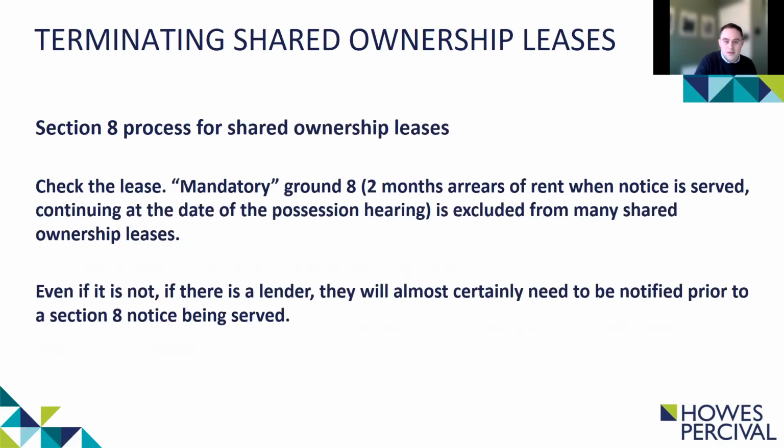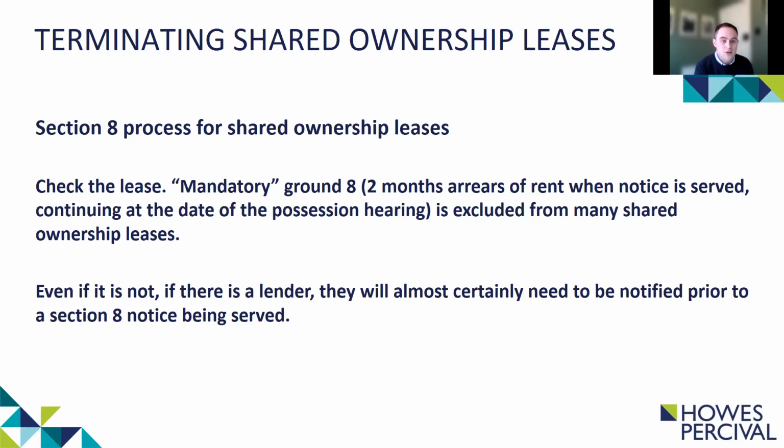So what is that process? It's very similar to the Section 8 process normally used when terminating an AST. There are 17 grounds set out in the Housing Act which a landlord can rely on to terminate a lease. However, as Simon's mentioned, be careful, because one of those is commonly not used by social housing landlords, and that's ground 8. That ground is used where a tenant is in 2 months arrears or more when notices are served, and those arrears are continuing at the date of the possession hearing. And that's a mandatory ground, meaning the court has to grant a possession order if those conditions are met.